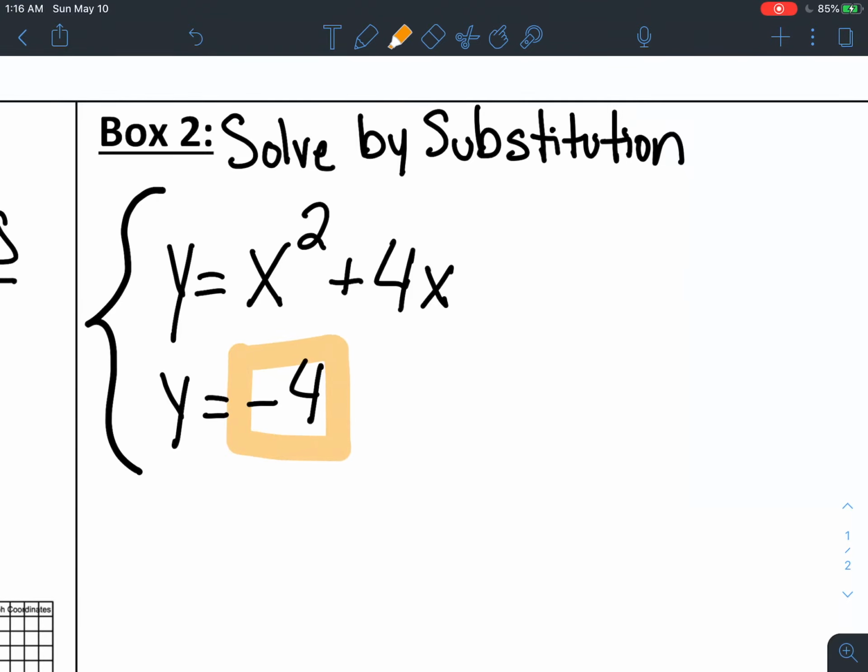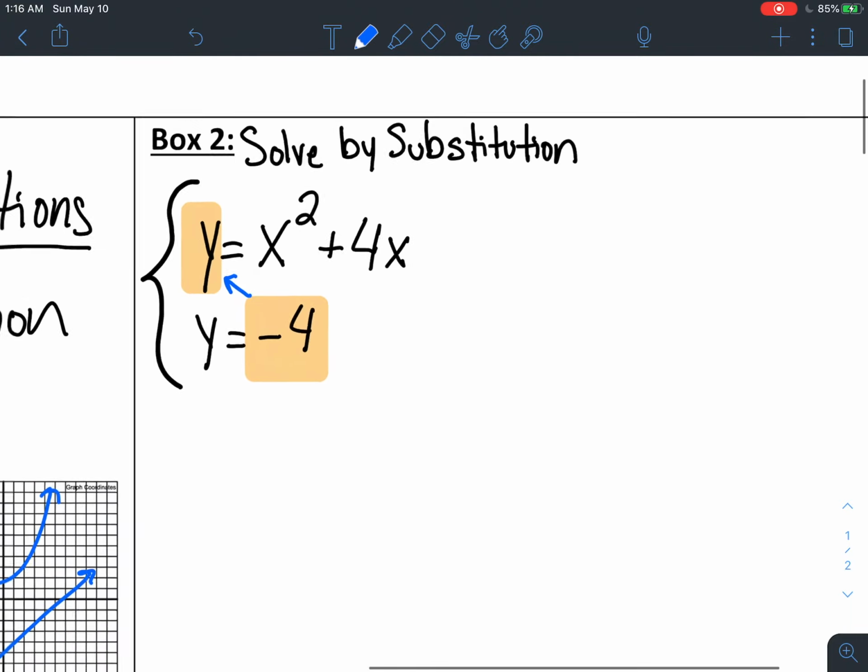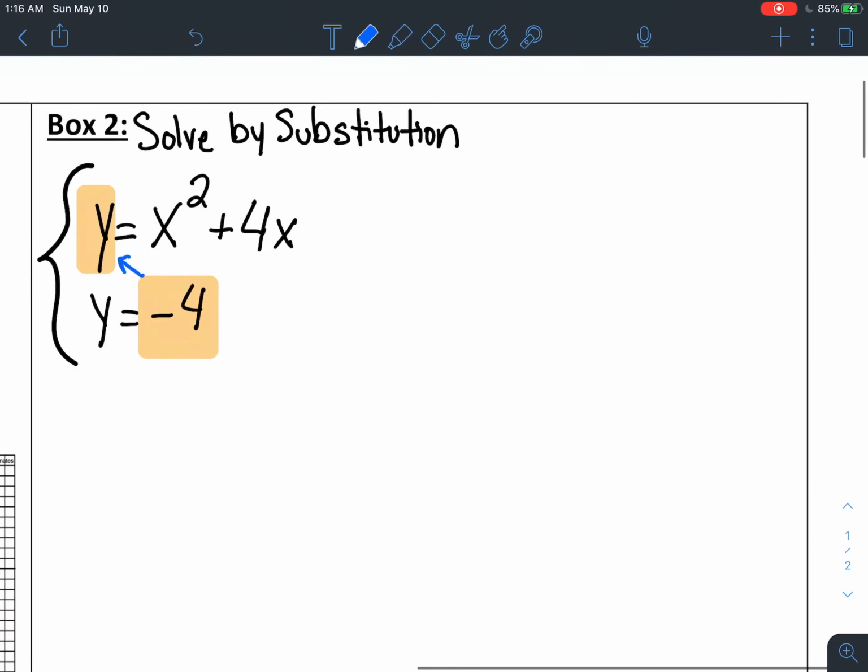I know that y is equal to -4 in my bottom equation, so all I'm going to do is replace y in my top equation with -4. So I'm just going to make this swap right here. I'm substituting a -4 in there for y in my top equation because I know y is equal to -4 in my bottom equation. I'm replacing y with -4.